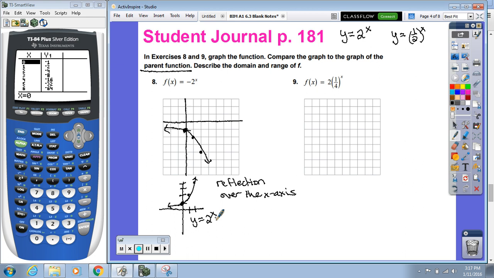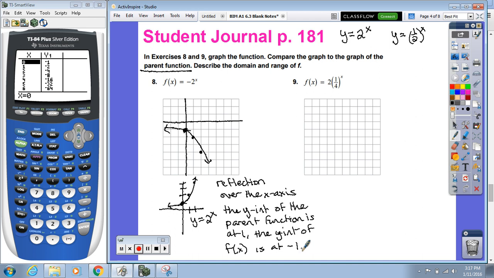All right, and then I could also, to compare it, I could say the y-intercept of the parent function is at 1, and the y-intercept of f of x is at -1. Now, if I wanted to know the domain and the range of f, that's of this function up here.